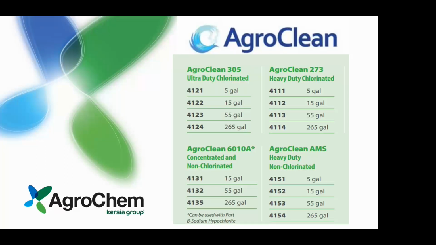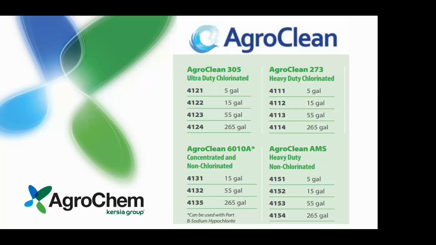Our AgriClean 305 and AgriClean 273, giving us our super strength, ultra duty chlorinated and our heavy duty chlorinated products. These are both working well for all types of hardnesses of water, designed to work up to 25 grains, possibly even higher than that, depending on strengths that way. Available in multiple sizes, as you can see there. The AgriClean 305 is designed to be used at a 1:3, 1:4 ratio. The AgriClean 273, again, at the 1:3 ratio.